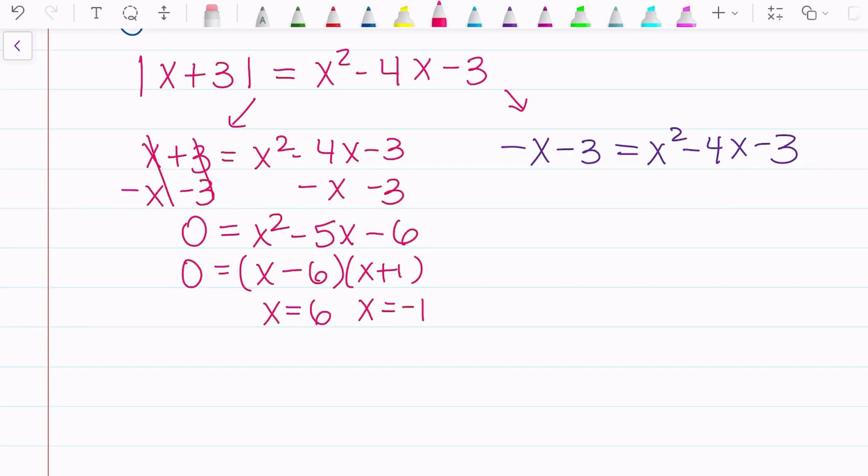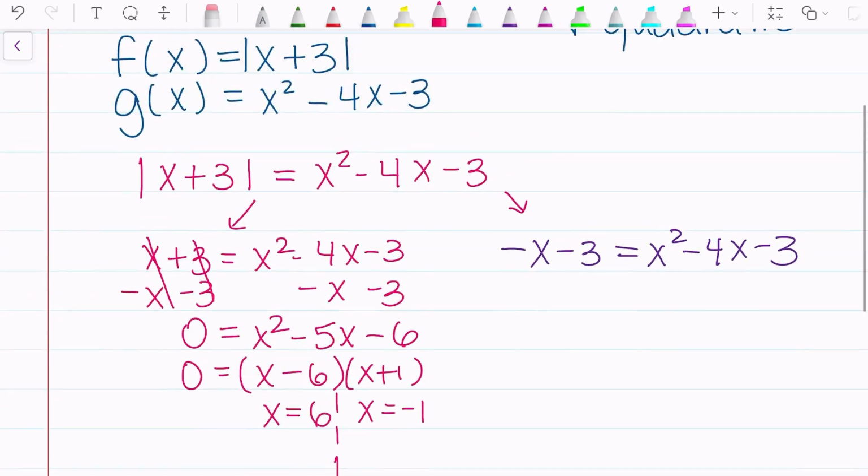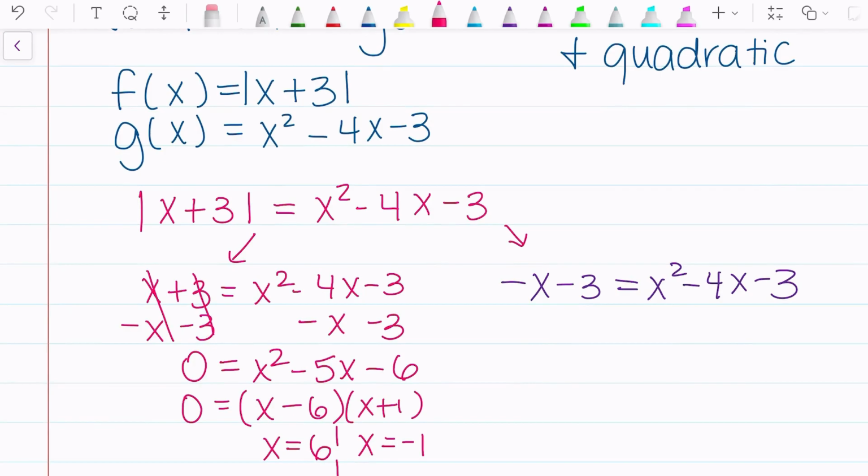Now, unlike a typical absolute value equation, this is a system of equations. So I'm not just solving for x, I also want y. And so I'm going to plug back into either equation, f of x or g of x, to get that y value. When I look at f of x and g of x, I think that f of x is more simplistic, so I'm going to plug it into that one.